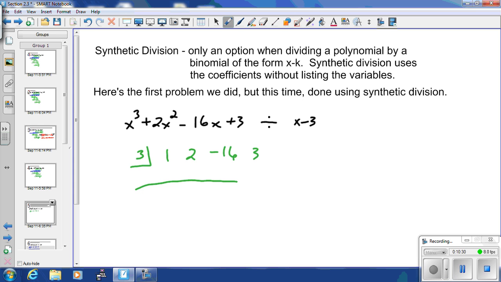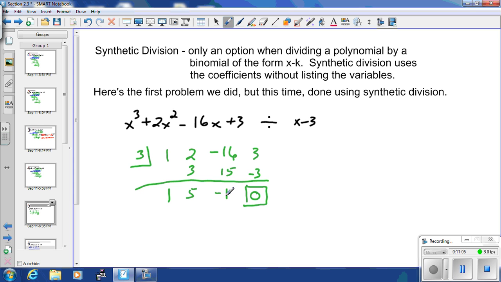When we do this, here's the process. We put a line, we leave space here. Whatever number's here comes straight down. Now I take the number in the box times that number and I write it here. That's 3. Now I add. I get 5. I do the same thing again. The number in the box times this is 15. And I add with the number above it, I get negative 1. Times the number in the box gives me negative 3. And I add here, I get 0. The last number we end up with is your remainder. This is a remainder 0, so that means that x minus 3 is a factor of this.